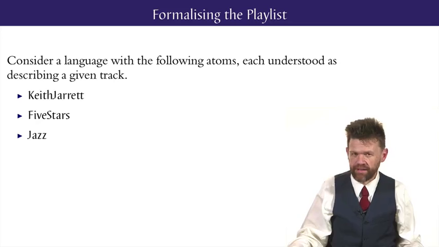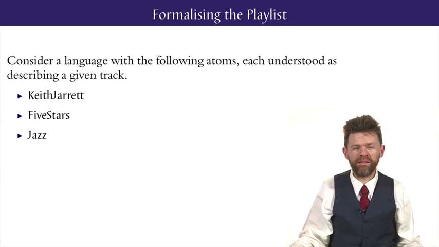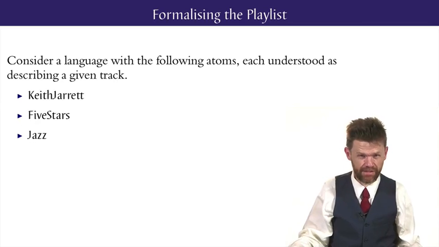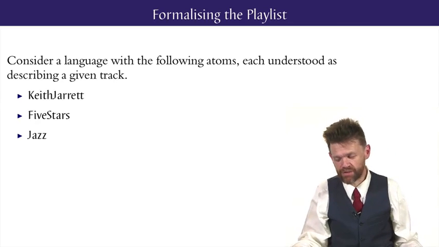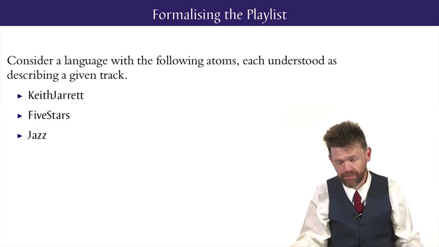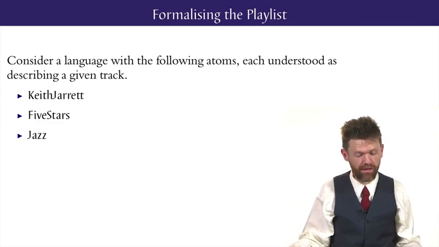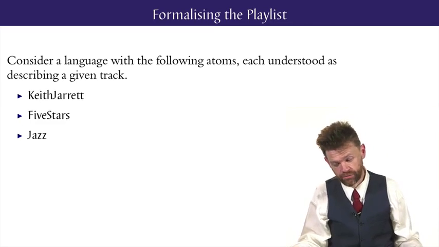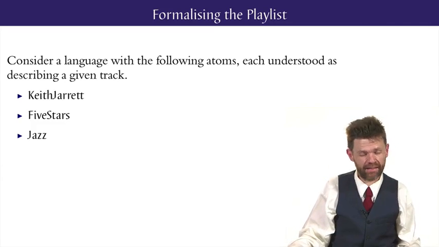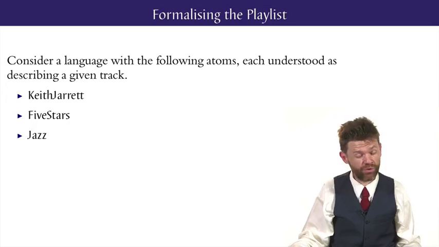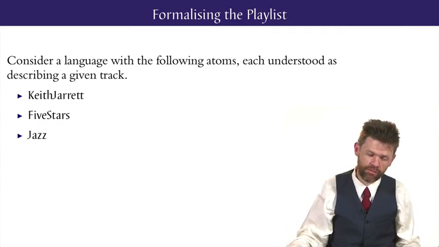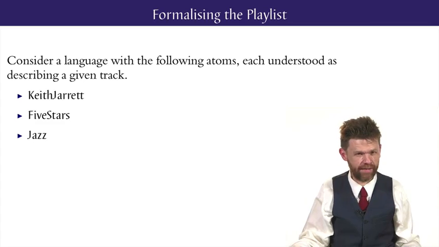We can specify this in a formal language. We can consider a language which is made up of atoms like these. Keith Jarrett, which is an atom which might describe a given track and might be true if the track that we're thinking about is by him, and false otherwise. Or 5 stars, and it might be true if it picks out a 5-star track, and false if it picks out a track that I haven't rated as 5 stars. Or jazz, which will pick out the jazz tracks and will be false of the things which aren't jazz tracks.